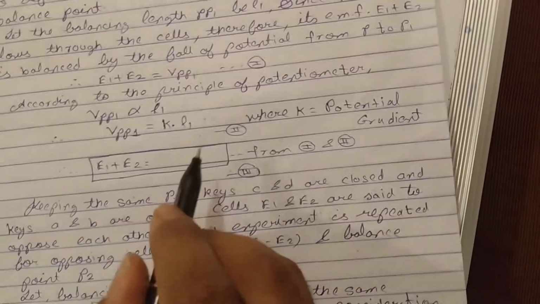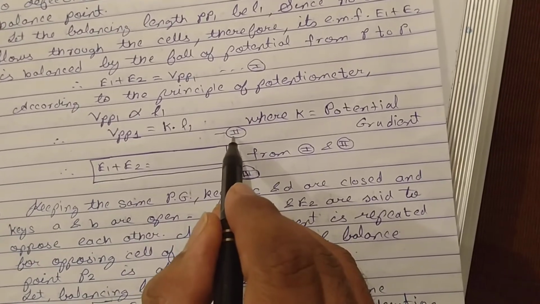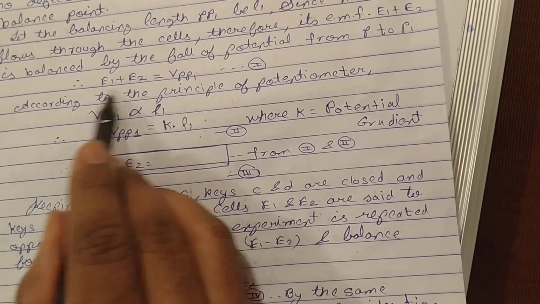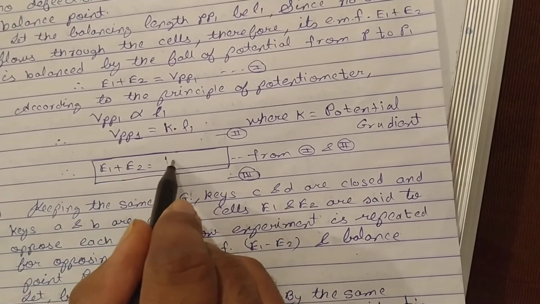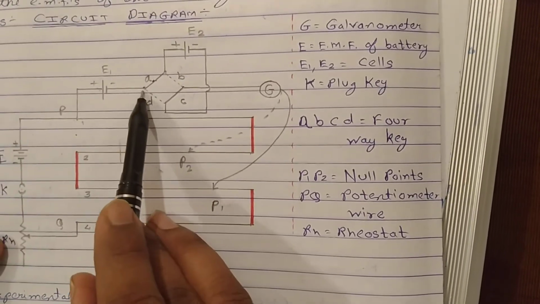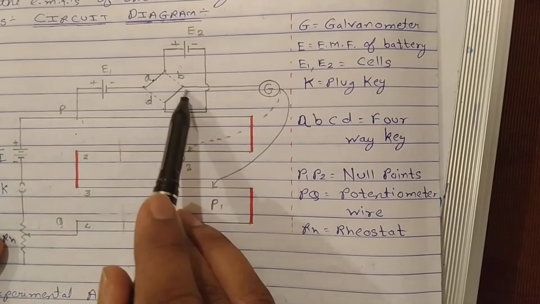Potential gradient. Then from 1 and 2, I'm going to replace V P1 by E1 plus E2. The E1 plus E2 is K times L1. Students, now we will insert a key in the arm B and D.